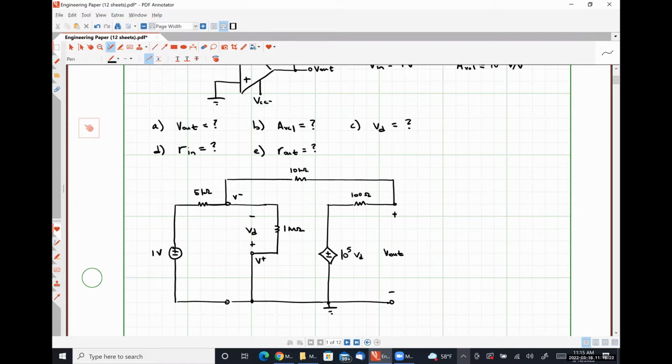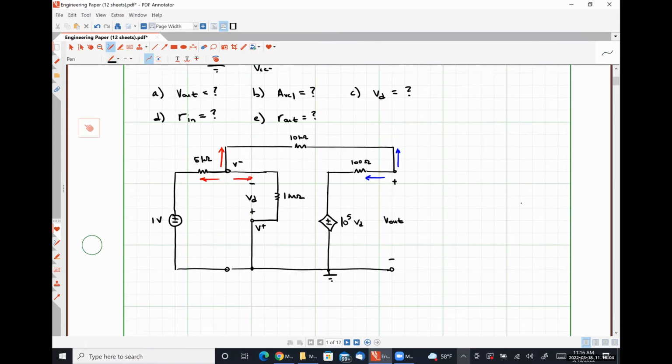All right, so what we are going to do now is apply Kirchhoff's current law at our inverting input node and at our output node to develop a system of equations that we can solve for V minus and V out. So I'm going to add this current and this current together. And as a second step, I'm going to add this current and this current together. That should allow me to calculate those two nodal voltages.